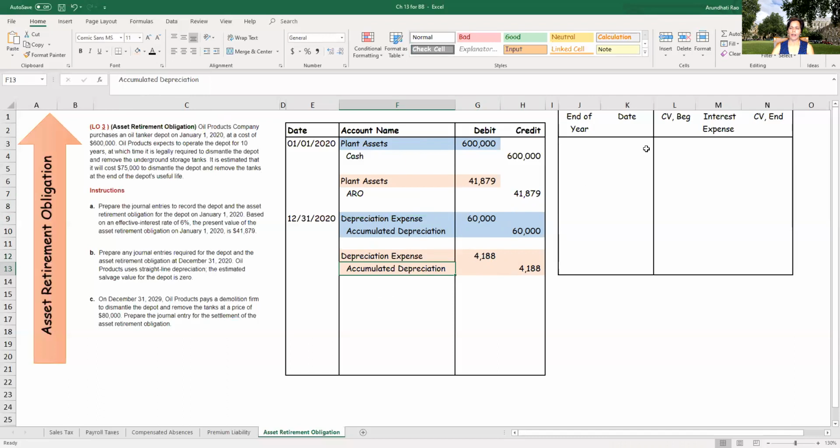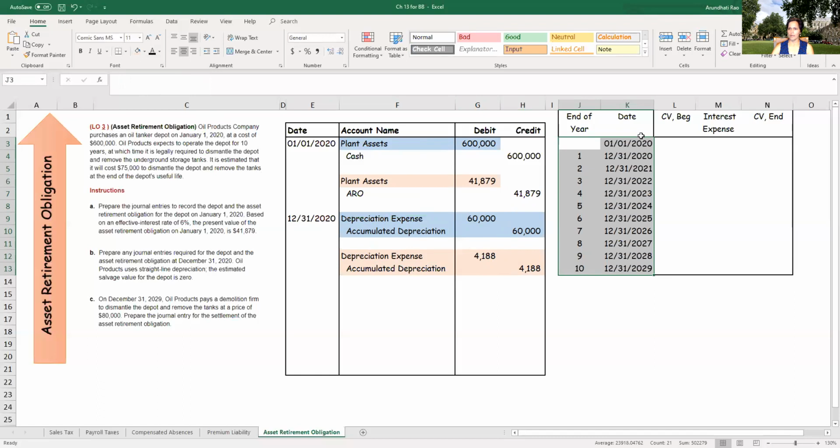Okay. Now, here on the side, let me start the calculation so I can show you my next journal entry, which is also on December 31st, 2020.